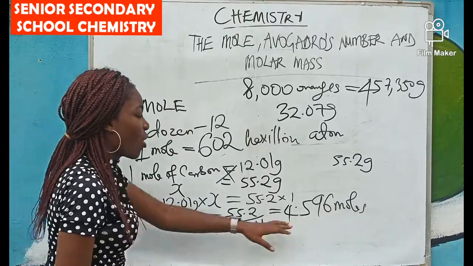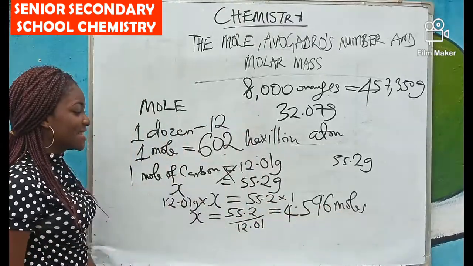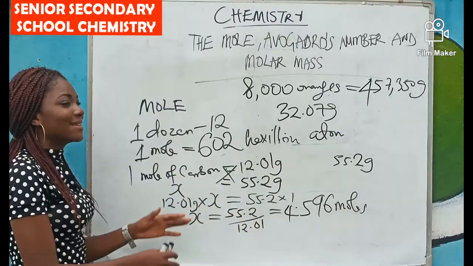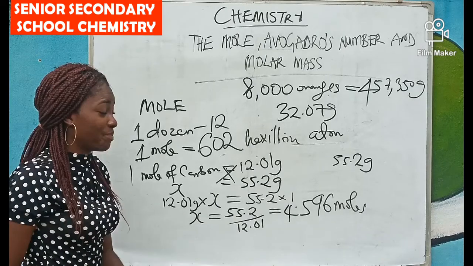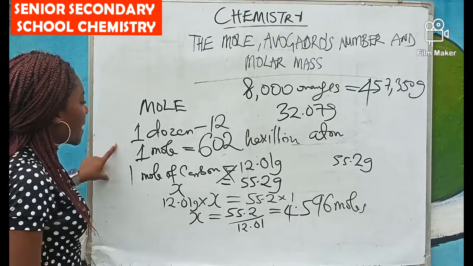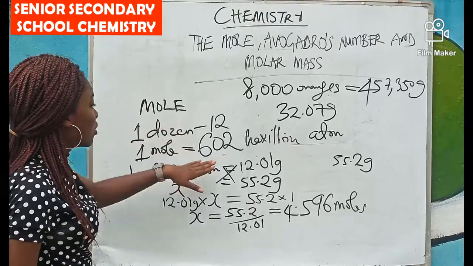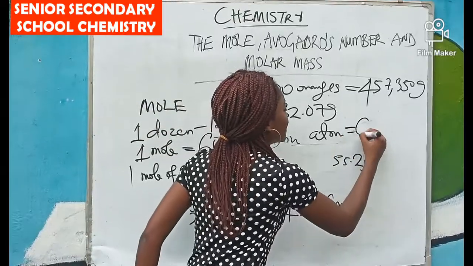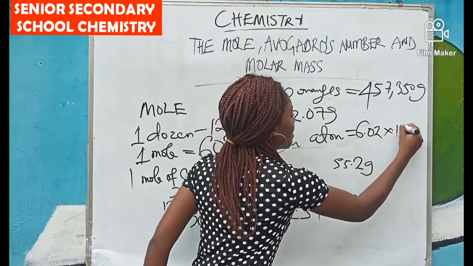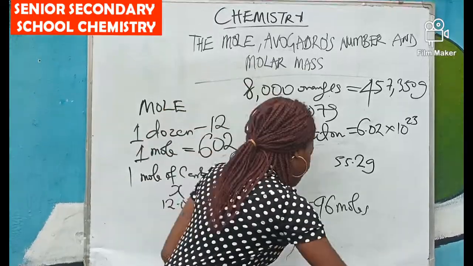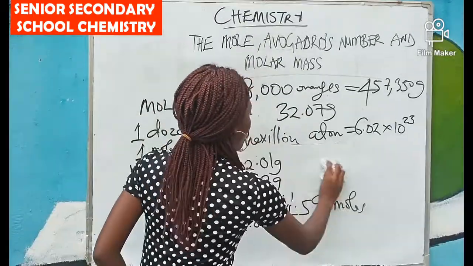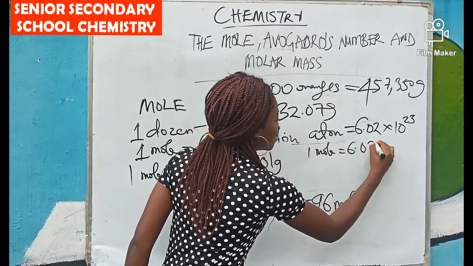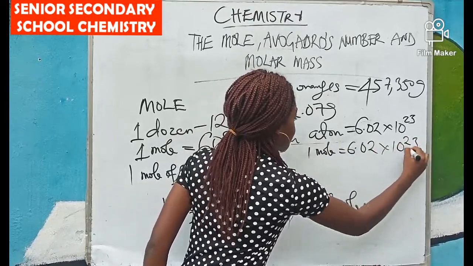Now we know that 4.596 mole is equal to 55.2 gram. But we want to know the amount of carbon atom present in that container. Now, remember I said that 1 mole contains 6.02 times 10 raised to the power 23 atoms. So if we say 1 mole equals 6.02 times 10 raised to the power 23.